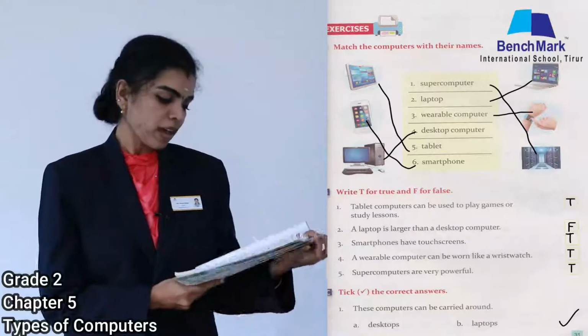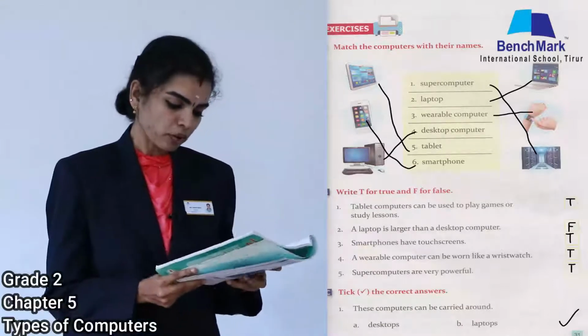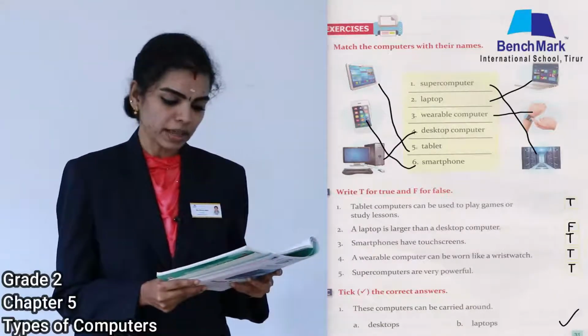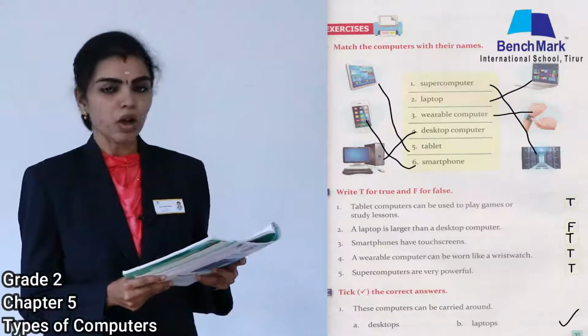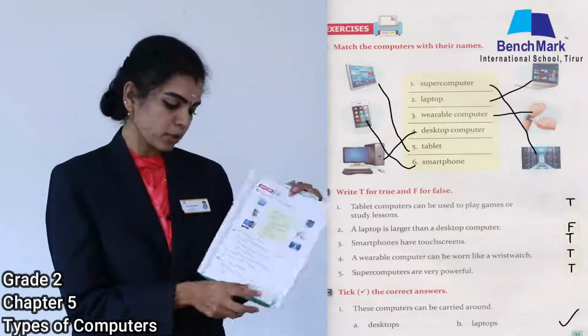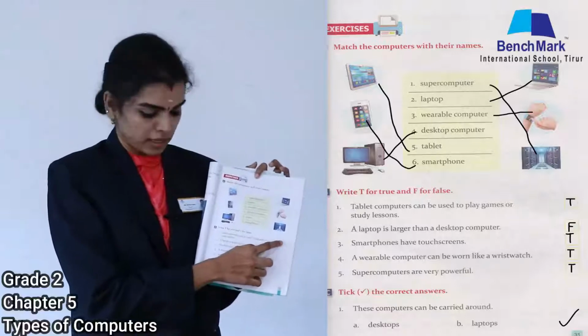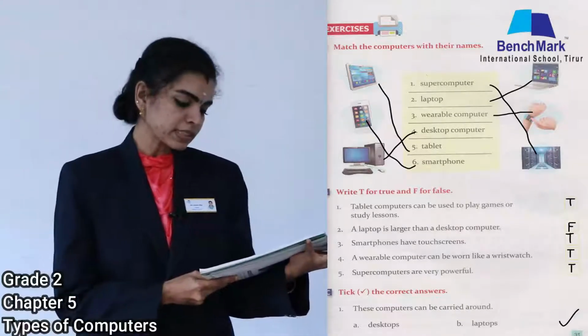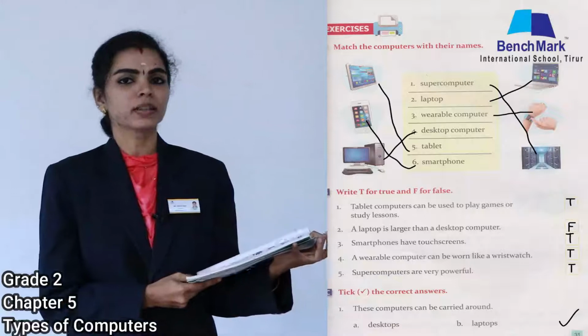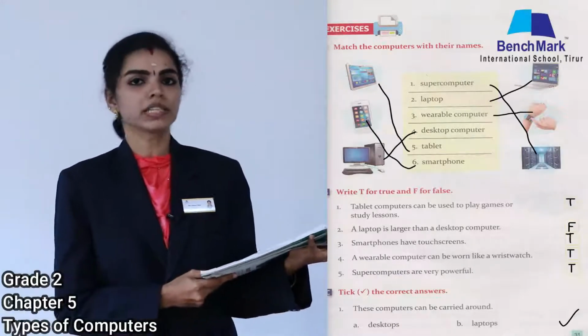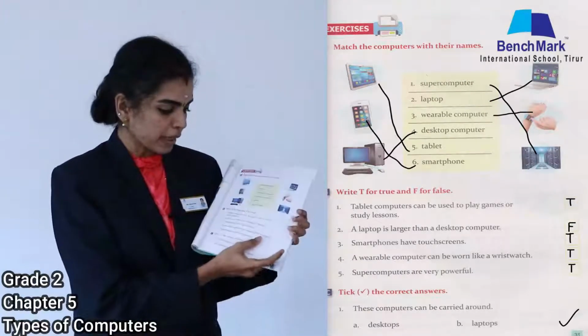Okay. Write T for true and F for false. Tablet computers can be used to play games or study lessons. Yeah, that is correct, so you need to write T. A laptop is larger than a desktop. No, that is the wrong one. A desktop is larger than a laptop. So you need to mark it as F.